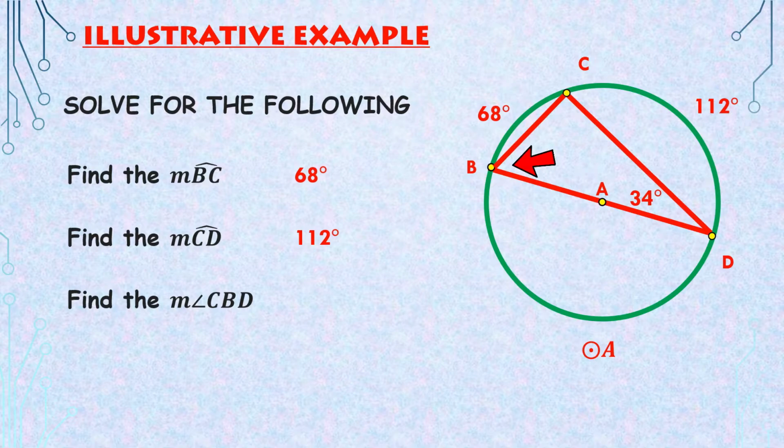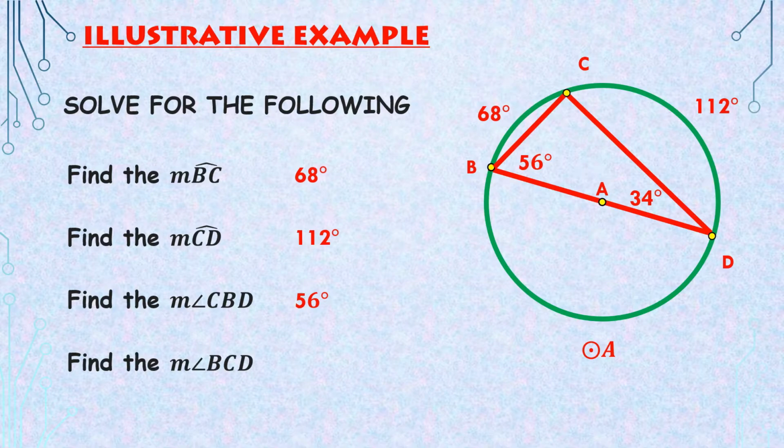So angle CBD is an inscribed angle with intercepted arc CD. And arc CD is 112, so therefore, to get the measure of angle CBD, we just simply take half of its intercepted arc, which is 112. So measure of angle CBD is equal to 56 degrees.